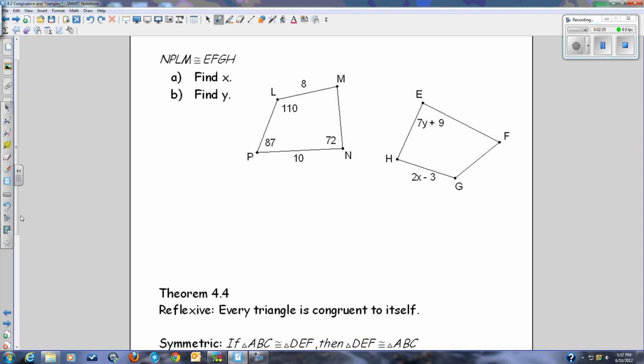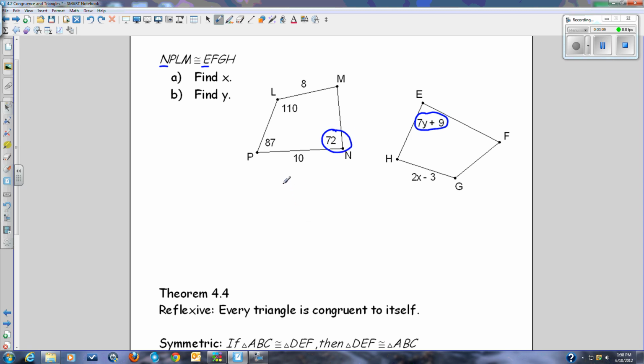Now, it says NPLM is congruent to EFGH. These are two quadrilaterals. And we want to find x and we want to find y in these diagrams. So let's take a look. Well, angle E has the measurement 7y plus 9. In our congruent statement, E corresponds to N. They're both first. So 7y plus 9 is going to have to correspond to the measure of angle N, which is right here. So that's 72 degrees.